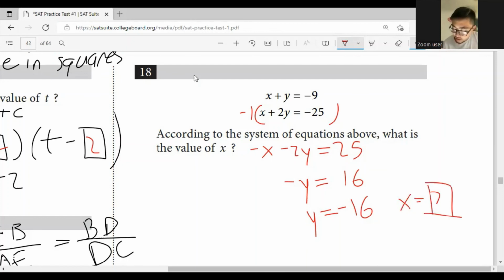Let me make sure that checks out. That worked for the first one I just checked. So minus 32 plus 7. Yep, that checks out. X equals 7.